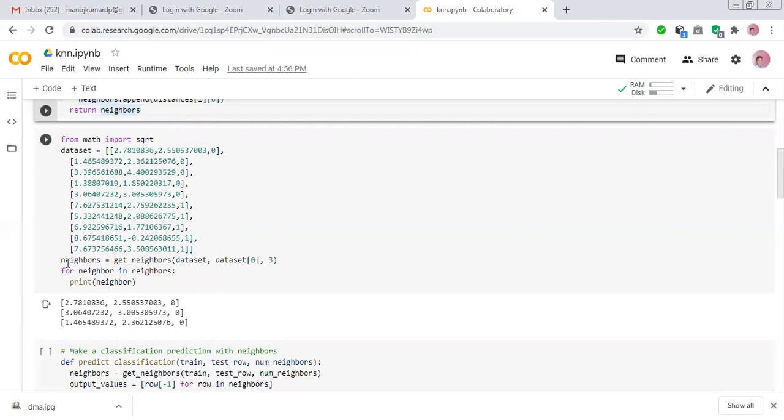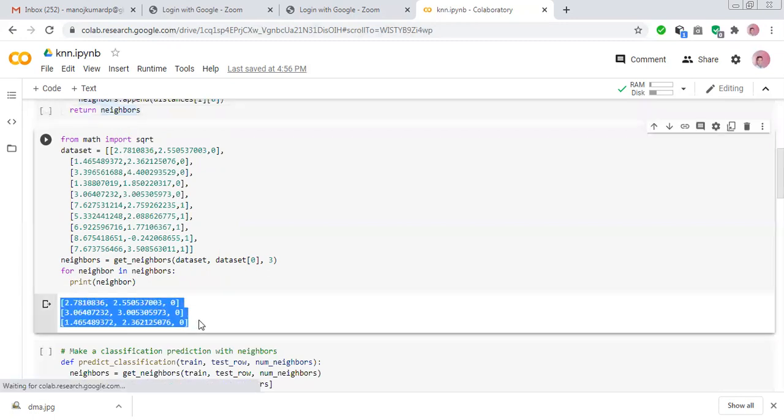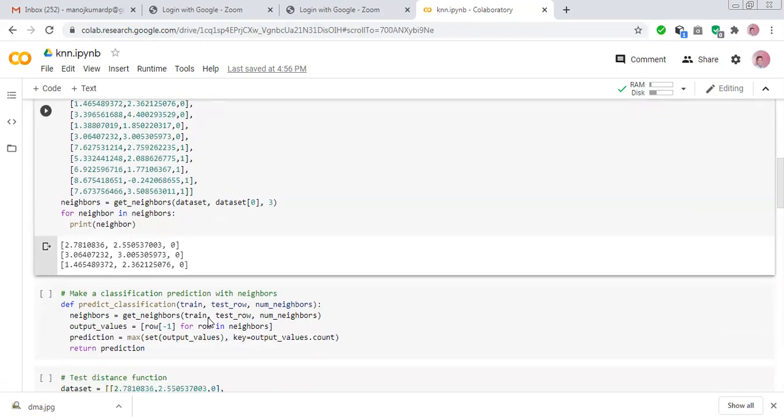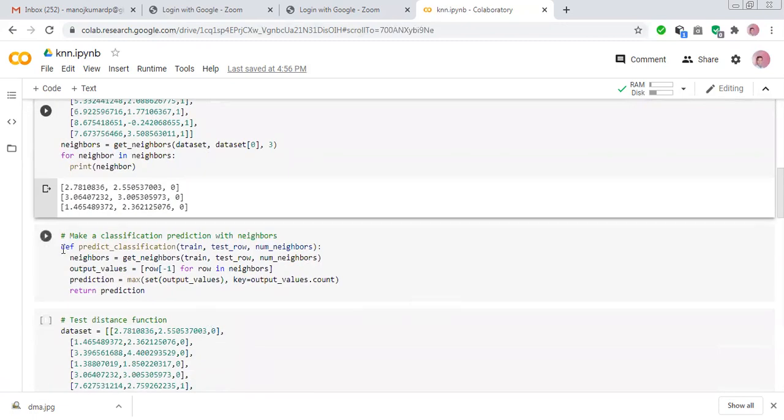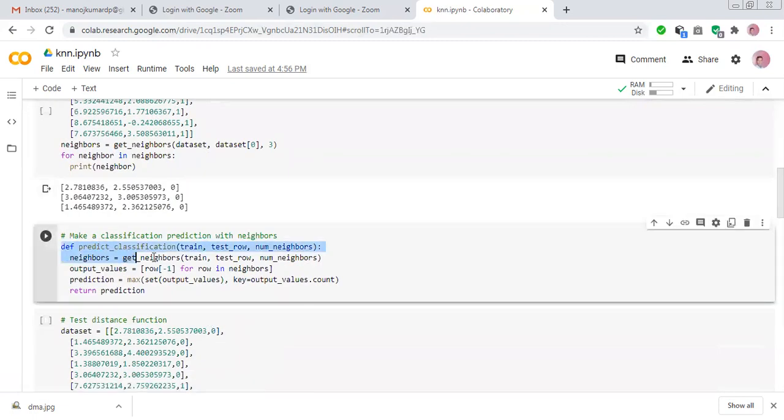Okay, so for that purpose, now you go with neighbors is equal to get neighbors. For each data point, which are the neighbors? Out of all this data, the neighbors are these three. Now you have to predict whether that particular given data. So where is the data? This is the data set.